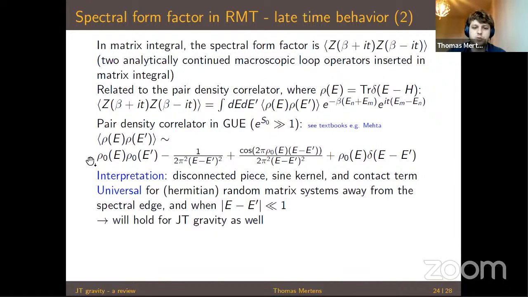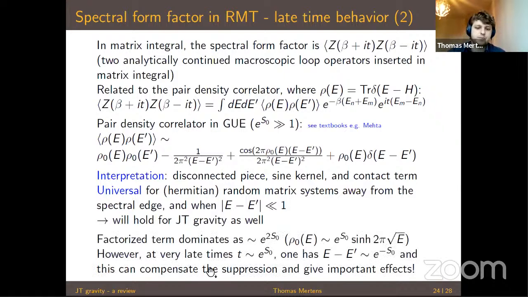Now, an important point is that this expansion is actually expected to be universal for Hermitian random matrix systems, at least away from the spectral edge, and when the energy separation between the two energies is sufficiently small. Whereas I first wrote this down for the specific Gaussian unitary ensemble, this is expected to be quite universal in a suitable range of the parameters. So we expect this expression to hold for JT gravity as well.